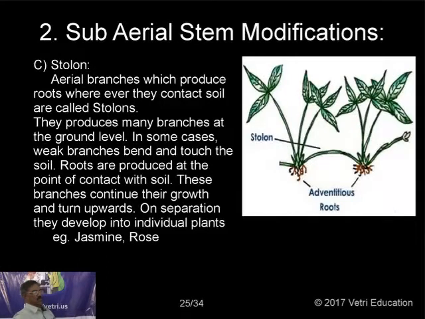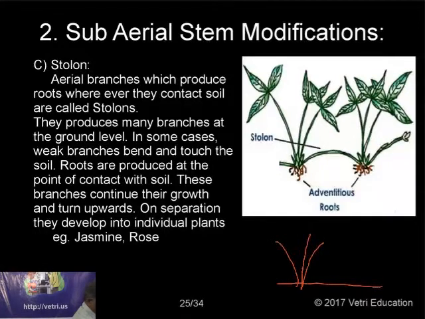It is a stolon. Generally you can find it in jasmine plants, etc. The plant is like this. After that, accidentally or generally, it touches the ground and bends. Wherever it bends, there you can find the development of roots taking place. So it is used for vegetative propagation.